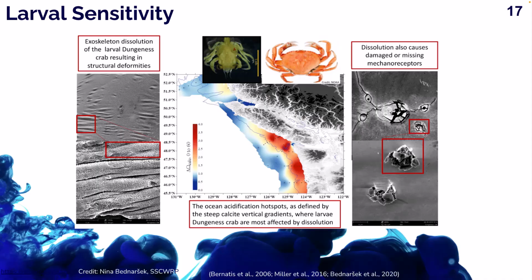So I stated the ocean acidification and the pH and hypoxia, and this figure in particular looks at the ocean acidification side. Starting from the left, we're seeing that there's dissolution of the Dungeness crab larvae causing structural deformities, so their carapace is getting a lot thinner. And we can see a lot of those ocean acidification hotspots in the middle are where the Dungeness crab typically inhabit and where they're going to be in that megalopa stage trying to settle. And we're seeing dissolution causing damage or missing mechanoreceptors, which allow them to sense changes in the environment. So this makes it more likely for them to die off.